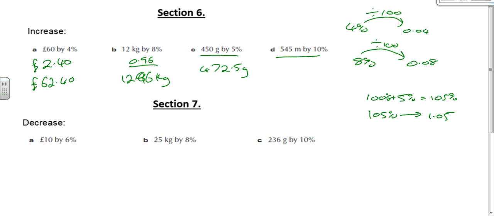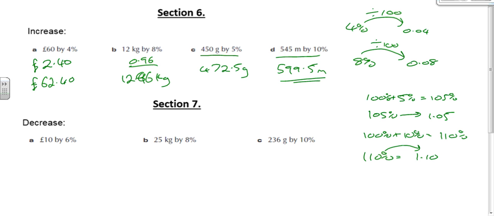Continuing doing it this way for D. If I'm going to add 10% onto 100%, so 100% plus 10% equals 110%. So that's going to be 110% equals 1.10. So it's going to be 545 times by 1.10, and that equals 599.5 meters. Whichever way around you got that, that's absolutely fine.